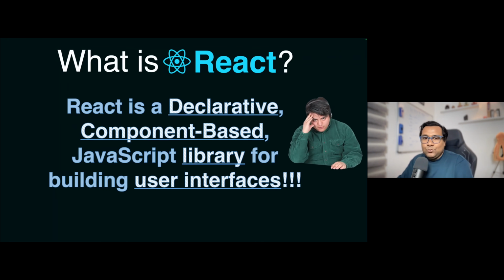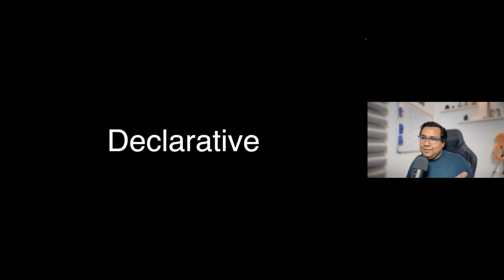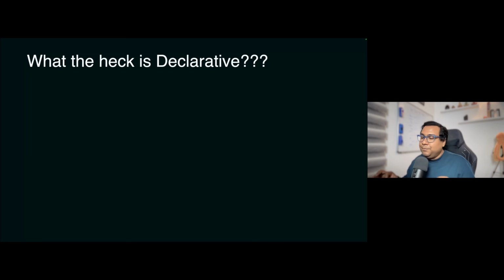That's good, but that's too verbose, isn't it? Because there are a lot of terms that are hidden in it. One is declarative, another is component based, then there is a library, and that is for user interfaces. Now let's break each of these down. Let's first understand what declarative means, and let us understand that with a beautiful story.